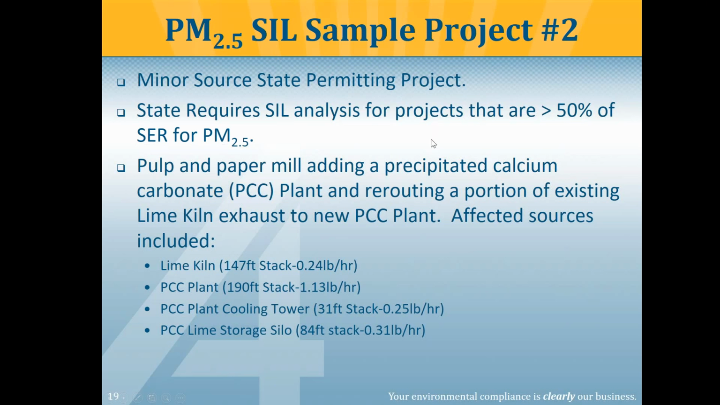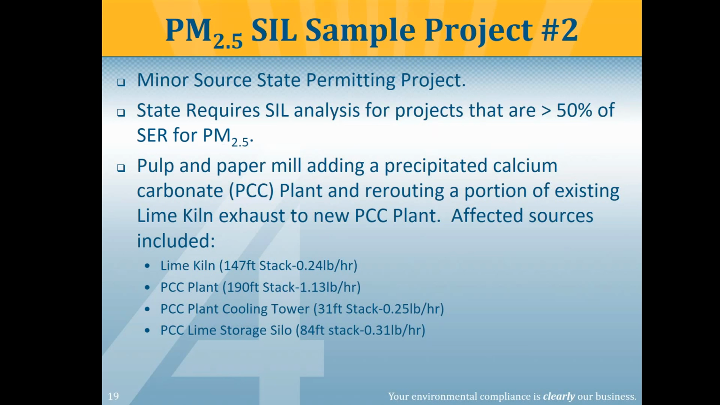And in this particular example, we're looking at a pulp and paper mill that was interested in adding a precipitated calcium carbonate plant, and then we're going to reroute a portion of their existing lime kiln exhaust to that new PCC plant. So again, the first step in the analysis is evaluating the project-related impacts for comparison to the SIL. So the project-related impacts were the lime kiln because of the rerouting, and then the new PCC plant.